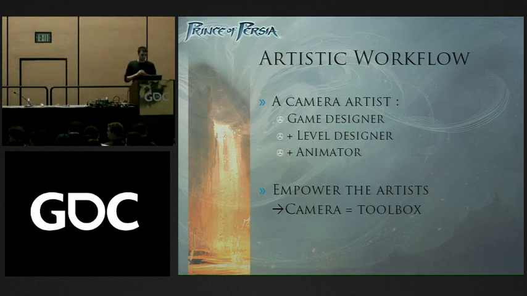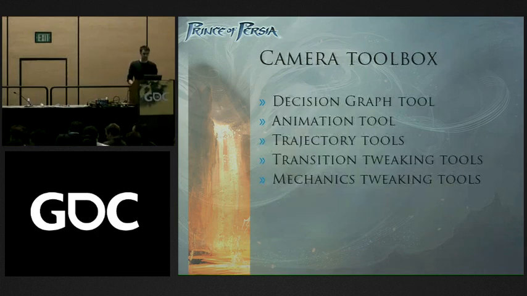And the goal here was to really give them a toolbox, and then they can go crazy with it. They can do whatever they want. So that was the goal of the camera engine. What we call the camera toolbox is a bunch of tools. We had this decision graph tool that I told you about. We had the animation tool.